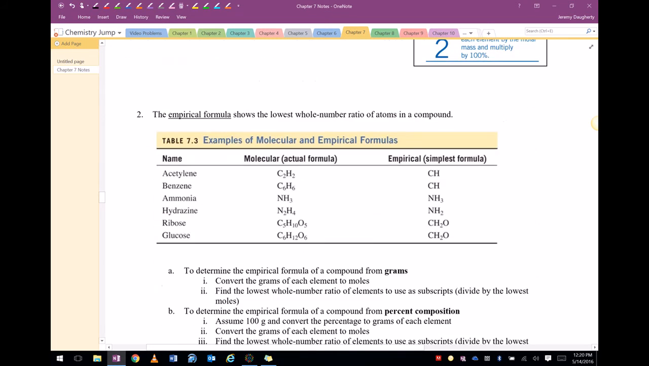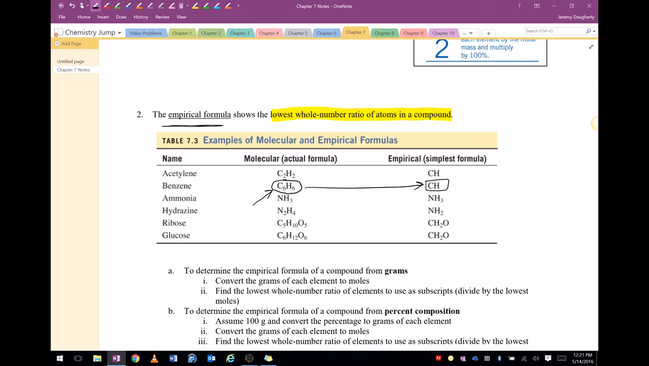Now, we can use that mass percent composition to calculate what's called an empirical formula. An empirical formula shows you the lowest whole number ratio of atoms in a compound. Take a look: here's C6H6, which is benzene. Well, that can be smaller. That can be, over here, CH. So CH is the empirical formula. C6H6 is what's called the molecular formula, which we'll talk about in a second.